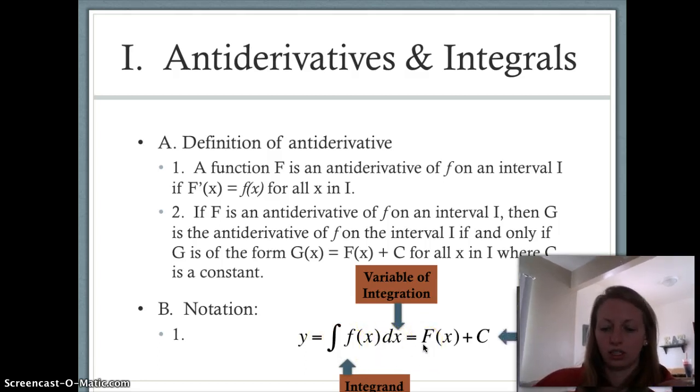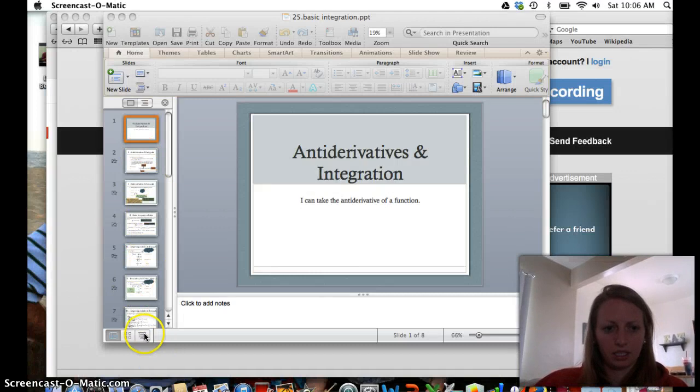Then when you take the integration, one moment. Okay, sorry about that.